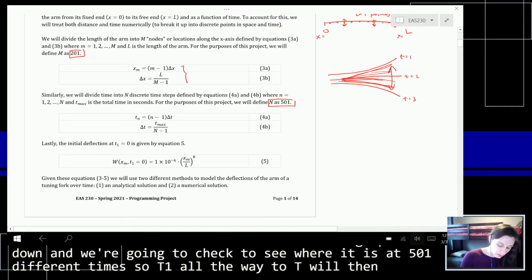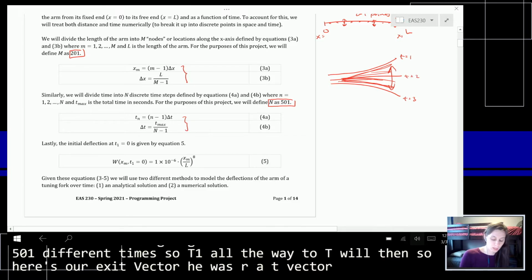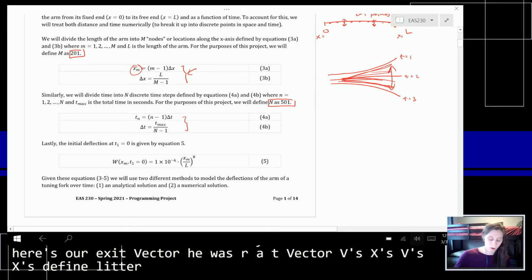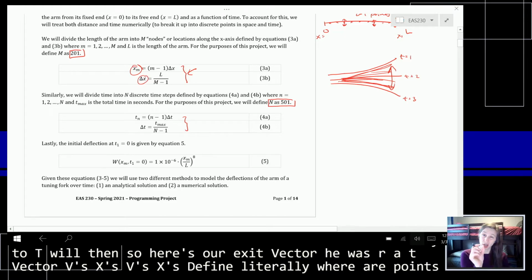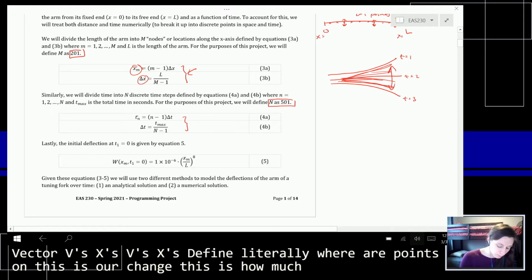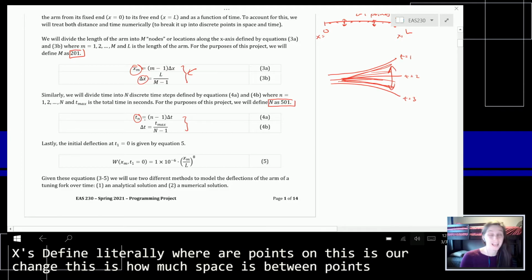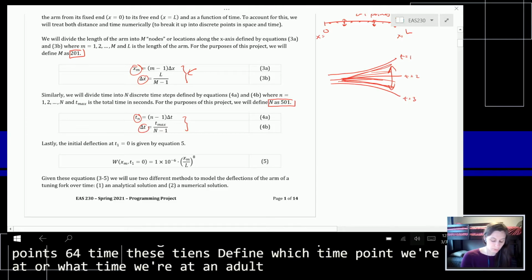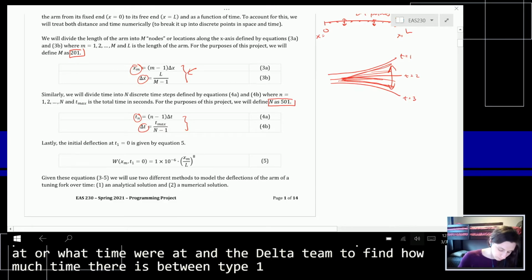So here's our x vector, here's our t vector. These x's define literally where our points are. This is our change, this is how much space is between our points. Same thing for time. These t_n's define which time point we're at, or what time we're at, and the delta t defines how much time there is between time points.